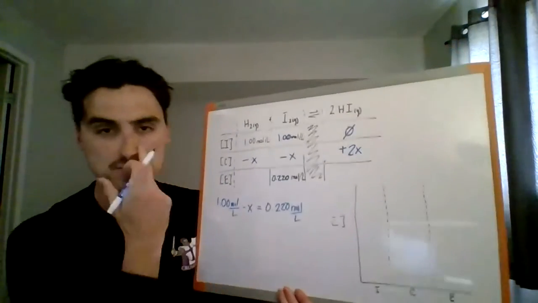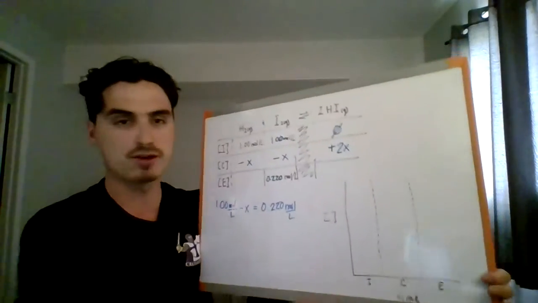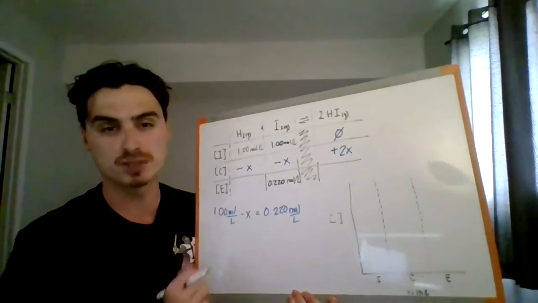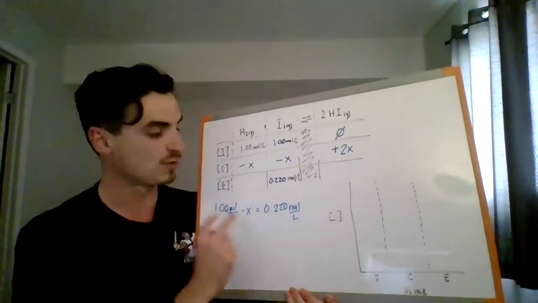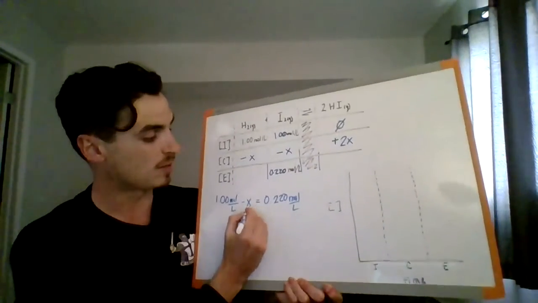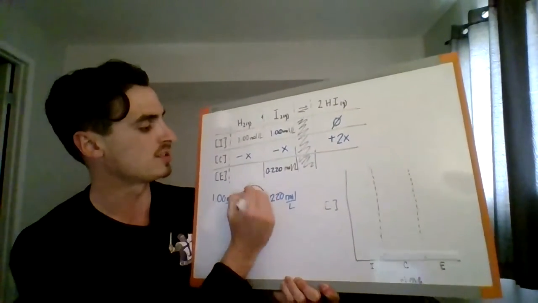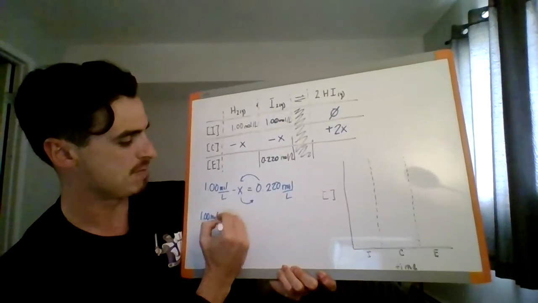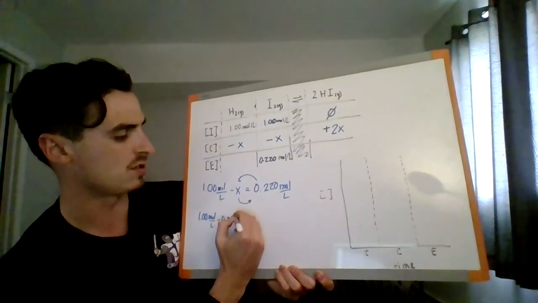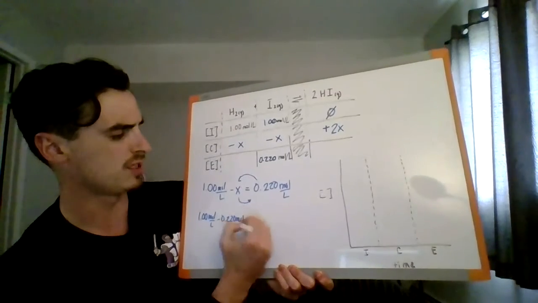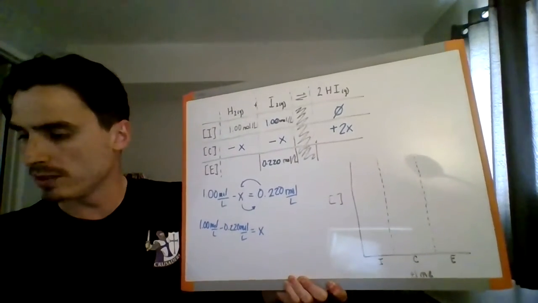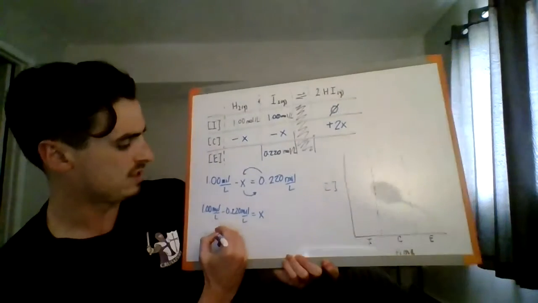Now, you are all mathematicians. Okay, most of you are in 30-1, 30-2. You know how to do math. This is a very simple equation. All you need to do is rearrange and solve for x. So I'm going to bring the x over here. I'm going to bring this over here. I'm going to get 1 mole per liter minus 0.220 moles per liter is x. So 1 minus 0.220 is 0.78.